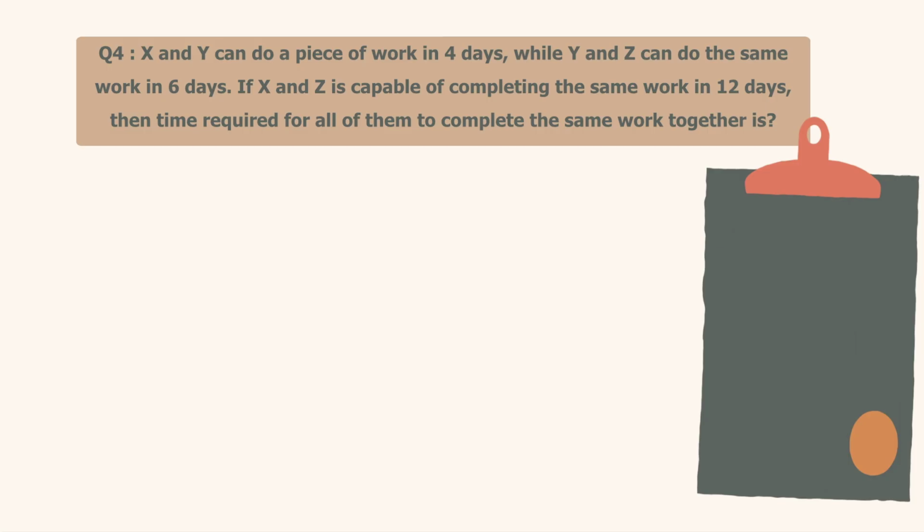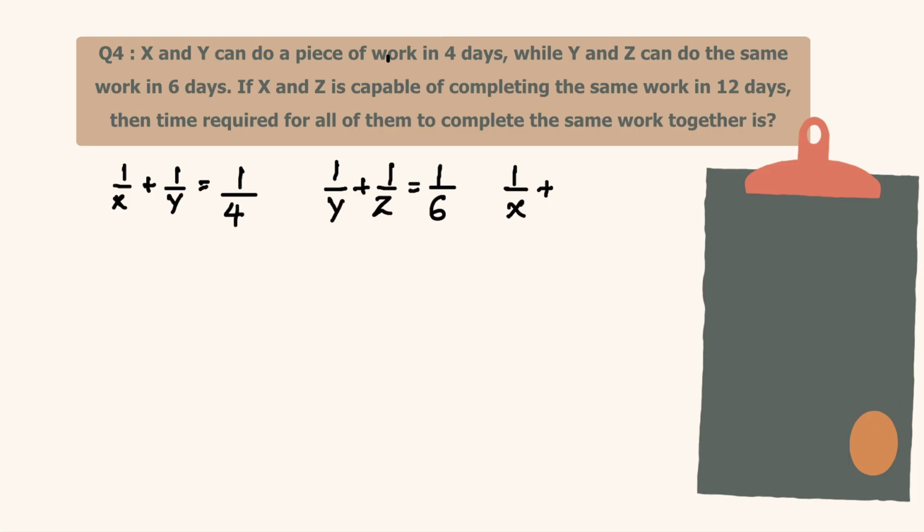Okay, so how do we do this? Same method we will apply. Work done by x and work done by y in a day: 1 by x plus 1 by y will be 1 by 4, because they can complete the piece of work in 4 days. It is given they can complete the work in 4 days. That means 1 by x plus 1 by y will be 1 by 4. Now similarly 1 by y plus 1 by z will be 1 by 6, and 1 by x plus 1 by z will be 1 by 12.